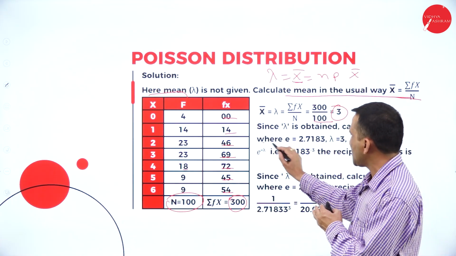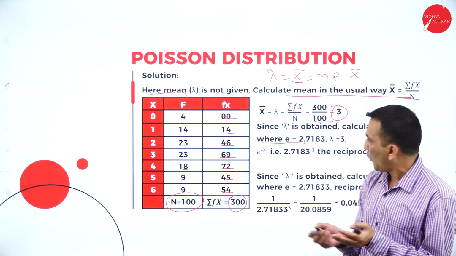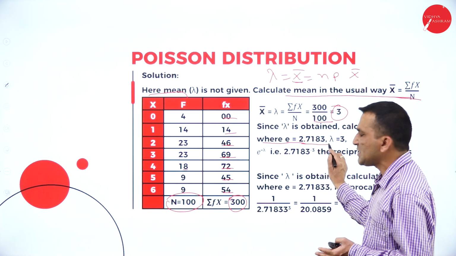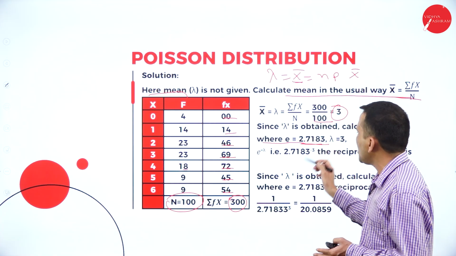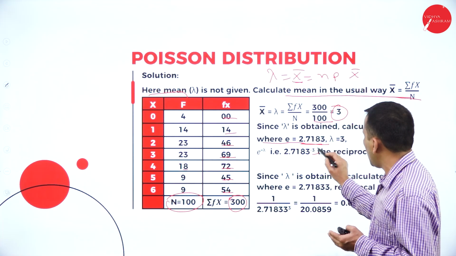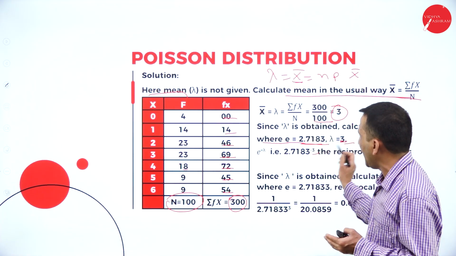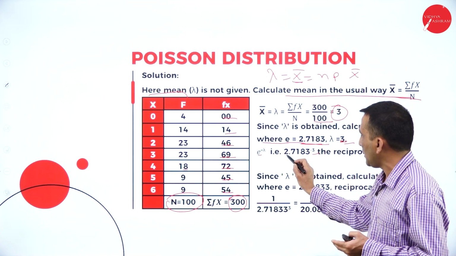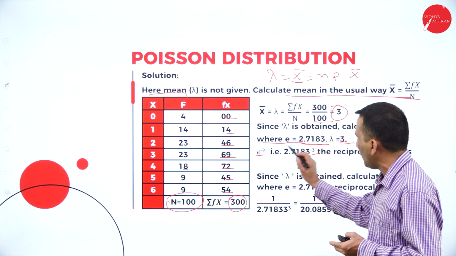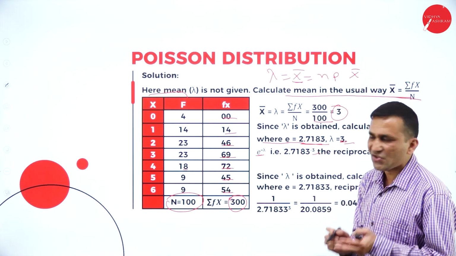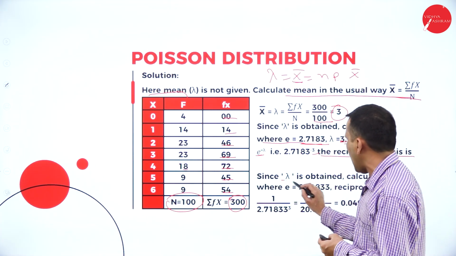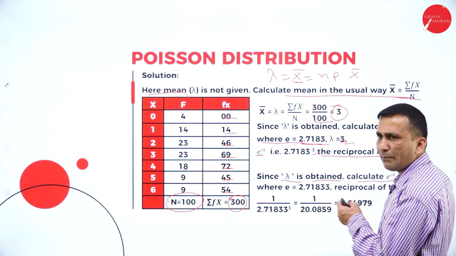Okay, now moving on, the value of e is nothing but 2.7183. We know the value of e, which is a constant. Using this constant value we can take the power. The lambda value we got is 3, so we need e to the power of minus lambda. We write 2.7183 to the power of minus 3, because we got the value for lambda. So here, the reciprocal of this, since lambda is obtained, is the calculation of e to the power of minus lambda.